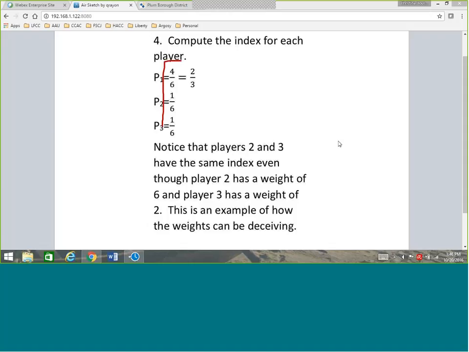Also notice that when you add up these fractions, you get 1, because it's basically saying there's 100% of the power. How are we distributing 100% of the power? Well, player 1 gets 4/6, player 2 gets 1/6 out of the 100%, and player 3 gets another 1/6 of it if you divide it into 6.